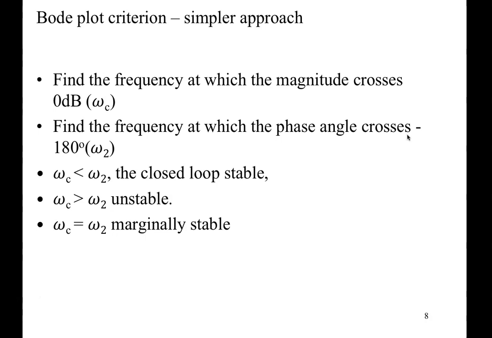Now these two frequencies, if they are different, and if the first frequency from the magnitude plot is smaller than the second frequency, then the closed-loop system will be stable. But on the other hand, if omega c is greater than the second frequency, then the closed-loop system will be unstable. If they are the same, then you have a marginally stable system, and the closed-loop poles will be sitting on the imaginary axis. So that's the way to do it. I'm going to give you some examples here.